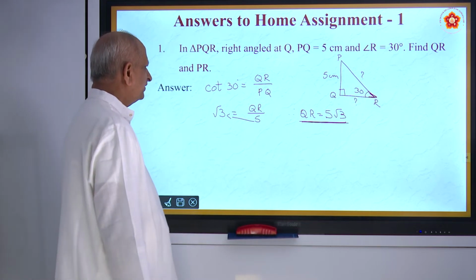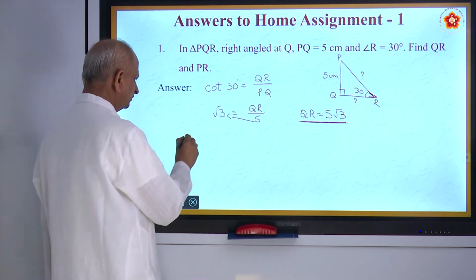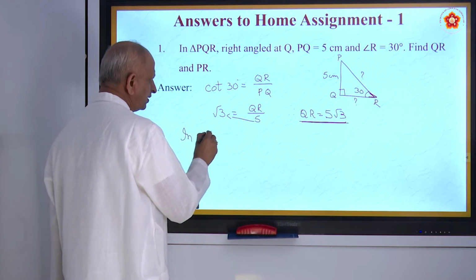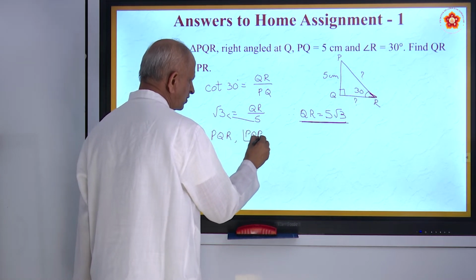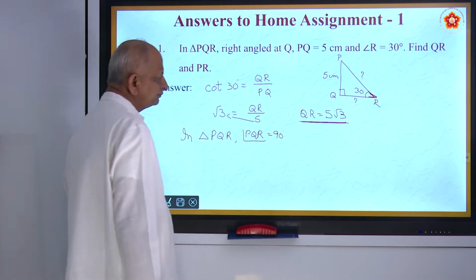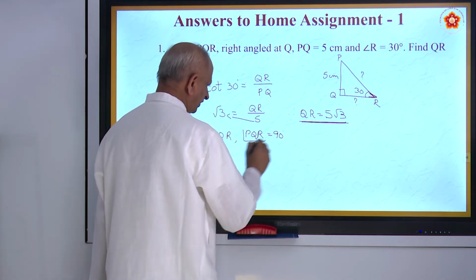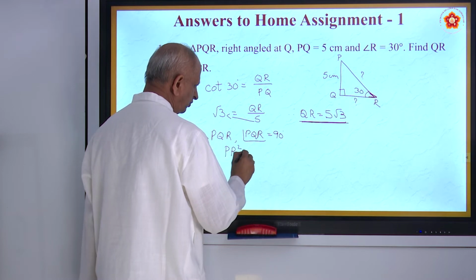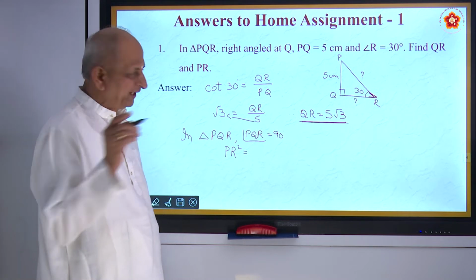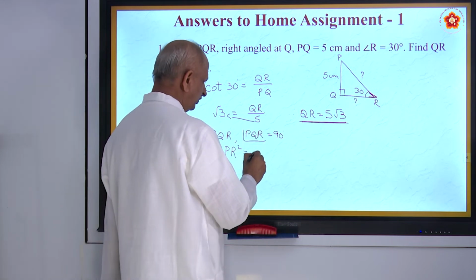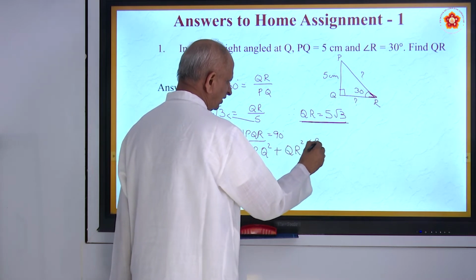Okay, and similarly using this PQ and QR you can find out PR. So in right angle triangle PQR, angle Q is equal to 90 degrees given, is it not? So use Pythagoras theorem. Pythagoras theorem says hypotenuse square is equal to, come on, anybody? Sum of the squares of the other two sides. Which other two sides? One is called PQ, another is called QR. So this is by Pythagoras theorem.